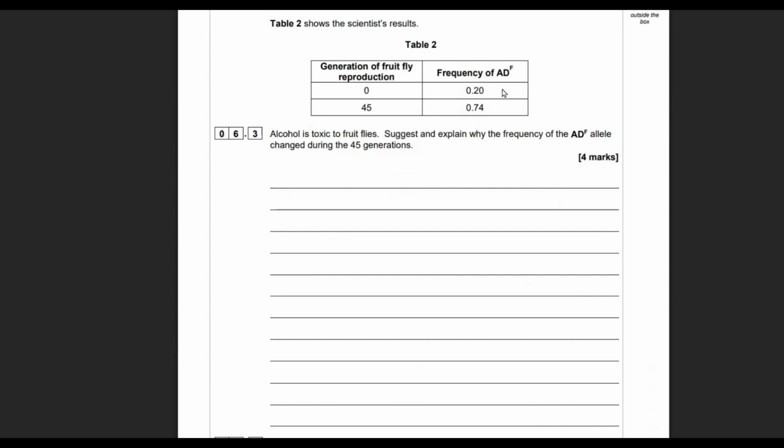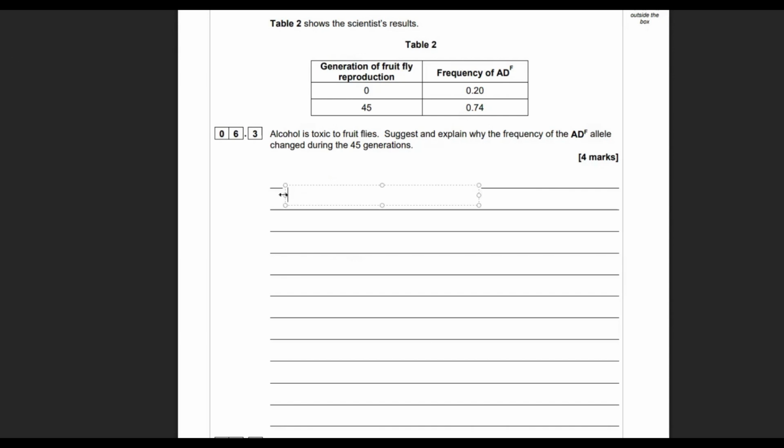So what is going to increase the frequency of the allele is down to this selection pressure, that flies that take in the alcohol and can't break it down will die. So 4 marks, it's basically natural selection. Have a go, pause the video. All right, I'm going to go through the answer to this. So essentially, this is your natural selection bit.